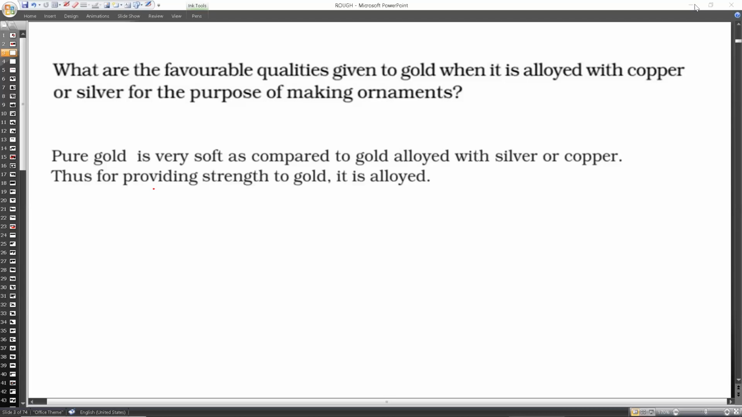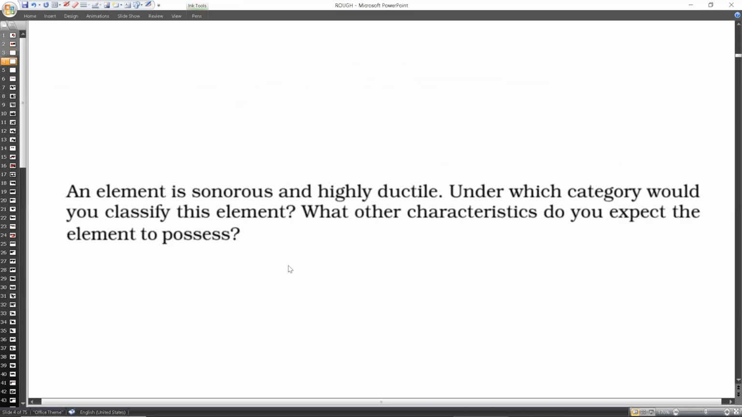Okay. Under which condition would you classify this element and what other characteristics do you expect the element to possess? Note this question. Write this question first in your notebook because we have done this chapter, so we need to consider the clear questions. Okay, so note this one.